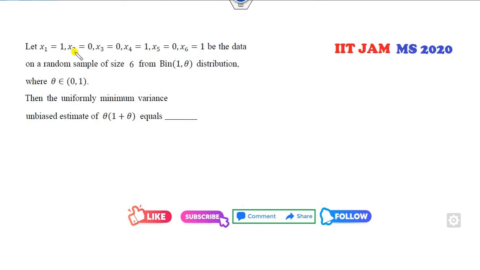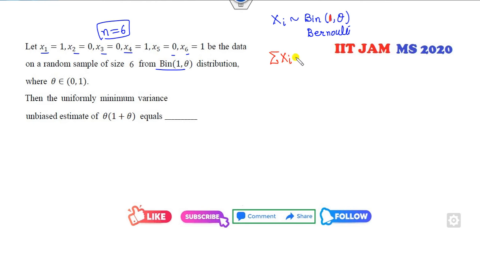Okay, look at this another one. x1, x2, x3, x4, x5, x6. So n is 6, given to you, and the xi's follow a binomial distribution 1 comma theta. When n is equal to 1, what is the meaning of that? It's basically a Bernoulli distribution. Fine. So they have written it in terms of 1 as a confusion. Then theta is here. Then what is my summation of xi? Yes, it follows a binomial distribution with the parameter n, where n is 6, and theta.